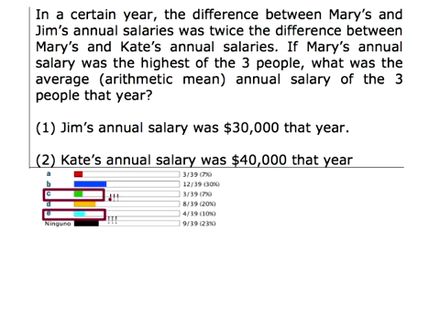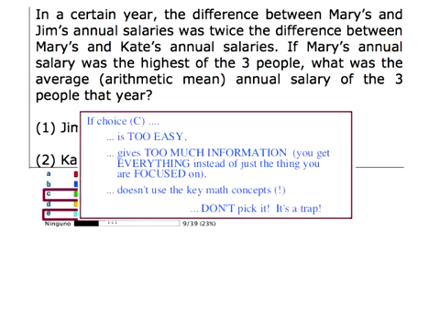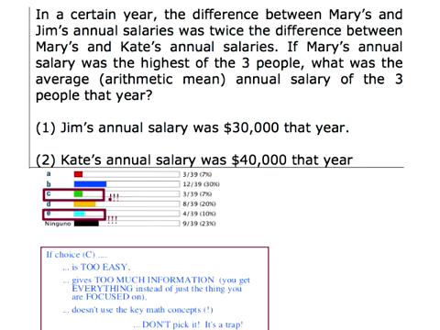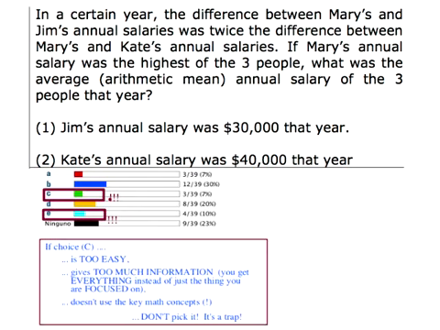All right, well, let's talk about it. Before we actually solve the problem, let's talk about why this is a C-trap problem. Remember our 3 criteria for making something a C-trap? Here they are. If choice C is too easy, gives too much information, and doesn't use the key concept, don't pick it, it's a trap. Let's see if this satisfies all of these.